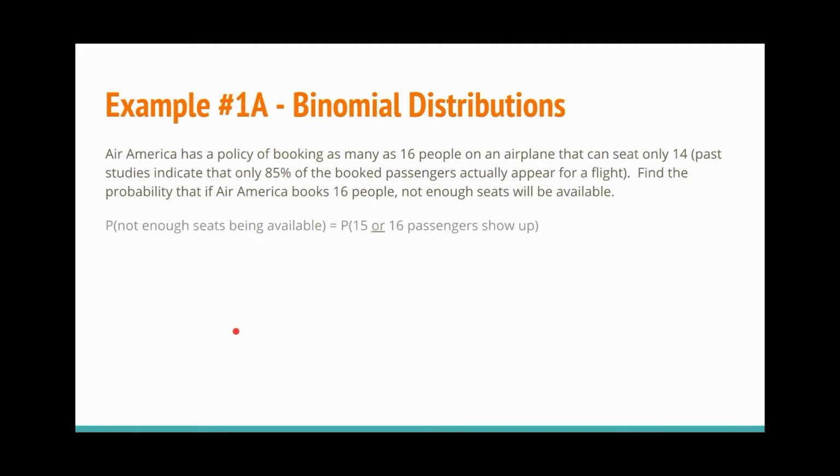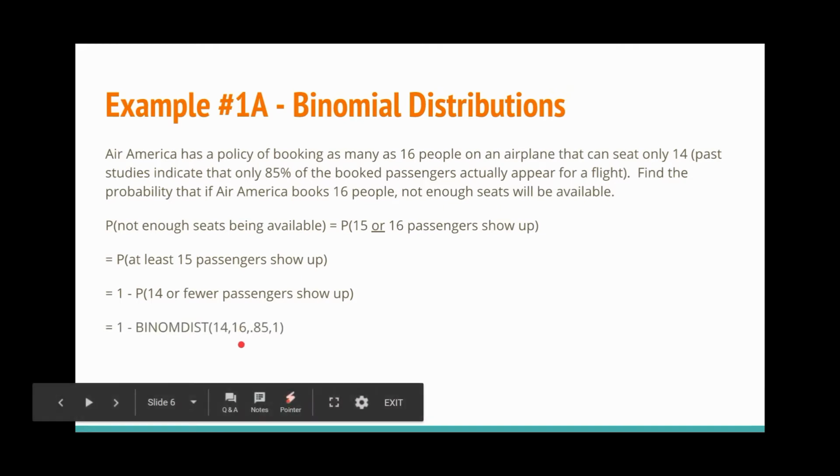So I want to continue with this example because there's another way to look at the problem. You can start out in the same place, that not enough seats being available means the same thing as 15 or 16 passengers show up. But another way to say 15 or 16 is to say at least 15. This is a common phrase in probability. If you say at least 15, well, that's a clue that maybe using complements would be useful. And so one way we can think about this is to say, instead of at least 15, we can say 1 minus the probability that 14 or fewer passengers appear.